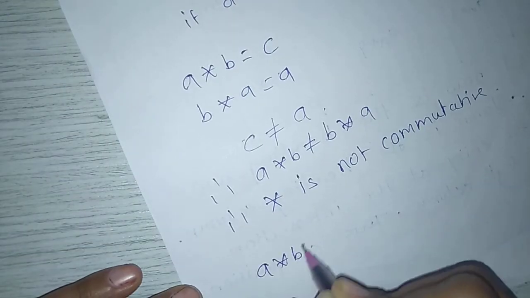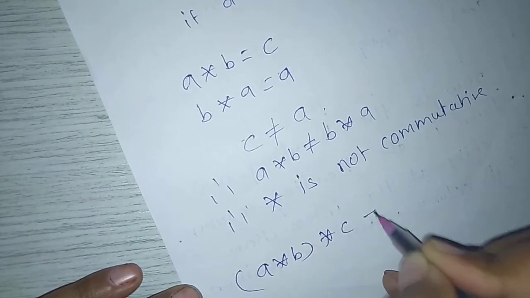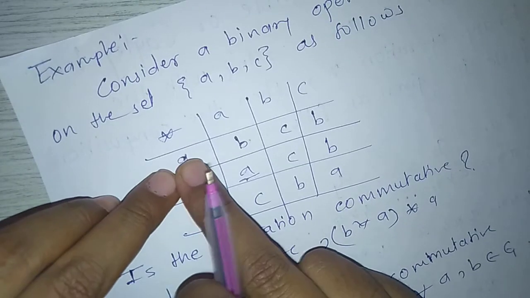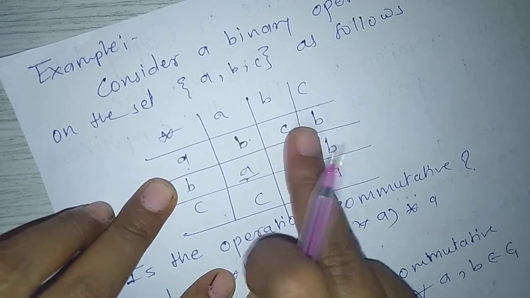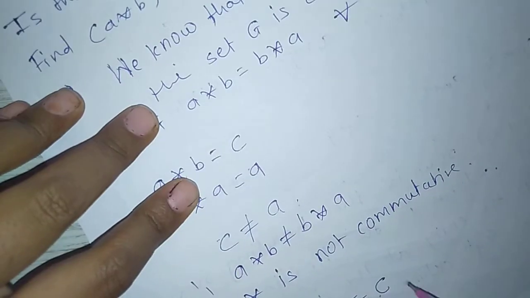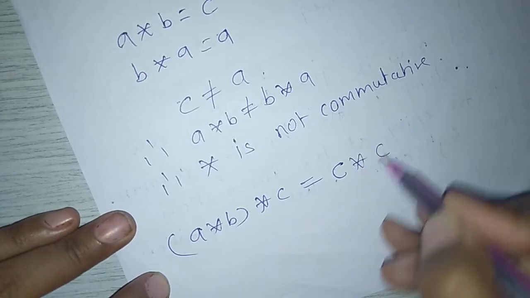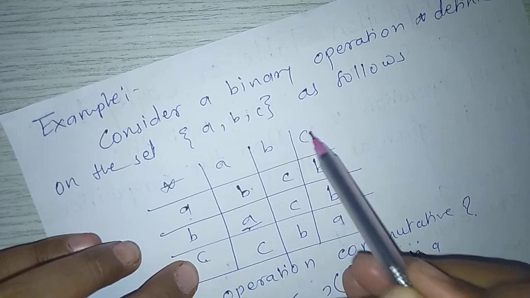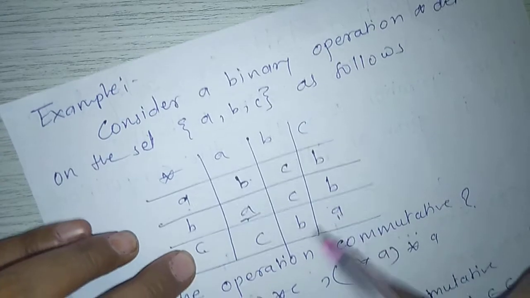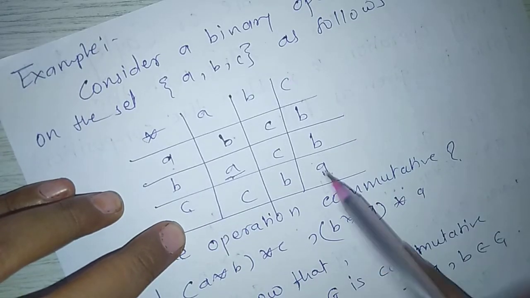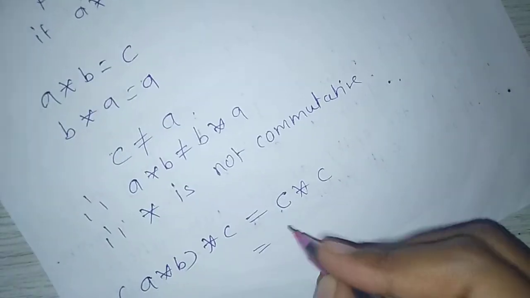A star B star C equals, first find A star B. Here A star B equals C, write C and this star C as it is. Now find C star C. C star C equals A.